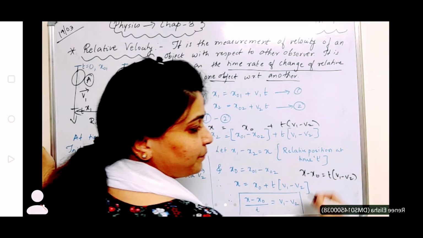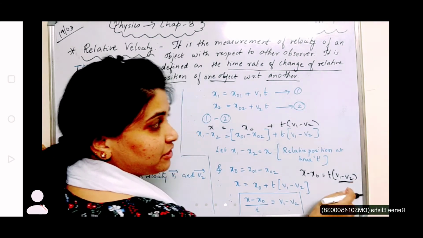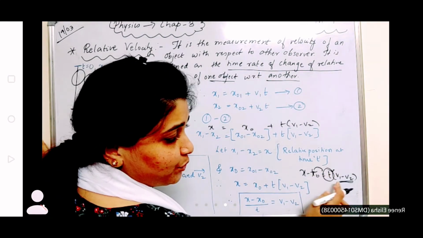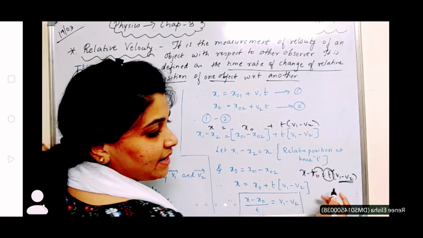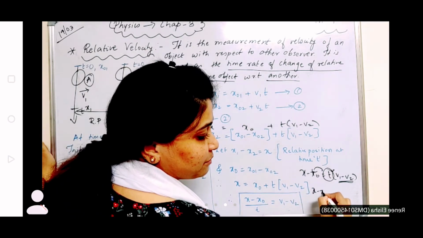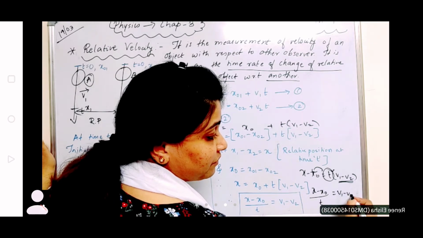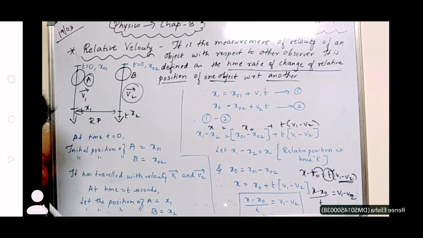V1 minus V2, right? Now I want only V1 minus V2, that is relative velocity. Now bring this t to this side into V1 minus V2. When it goes to this side, it will become divided by t. So x minus x0 divided by t is equal to V1 minus V2, we take it, right?